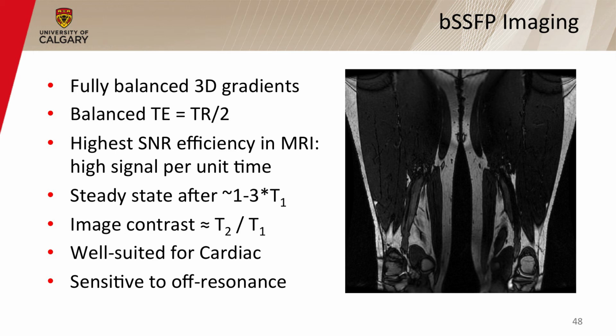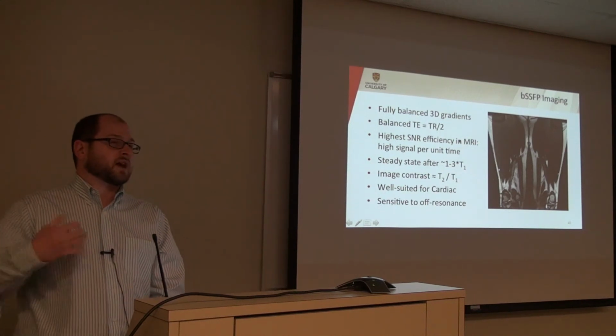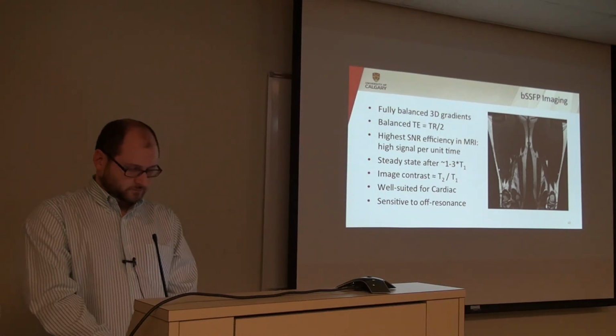Now, one of the potential drawbacks is that it's very sensitive to off resonance, and some of you that are in the cardiac group have probably heard of SSFP banding artifact. Well, this is an example from my PhD thesis in the legs, and you can see these areas where we've got these dark bands, especially down here in the knees. So in areas where there's off resonance, you get these dark bands.